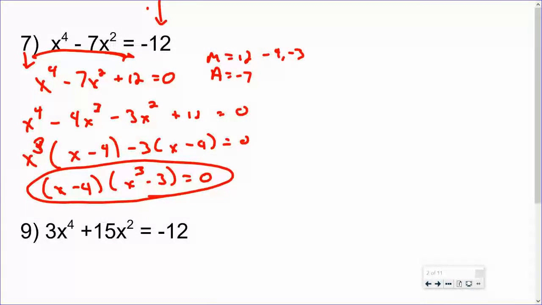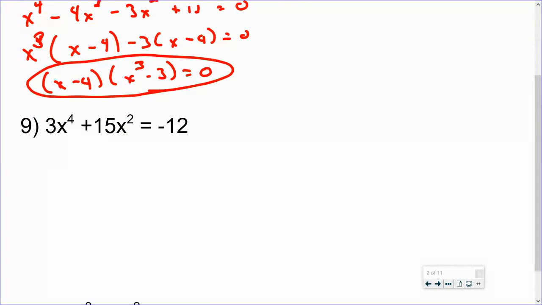Okay, now let's try another one. Same problem here. I got that 12 over there. So let's take it out: 3x to the fourth plus 15x squared plus 12 equals 0. Now I always look, can I make these problems smaller? I don't like a number out in front of my x squared term because it makes it harder. So let's divide everything by 3.